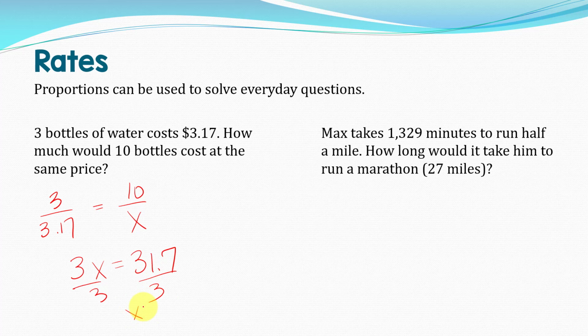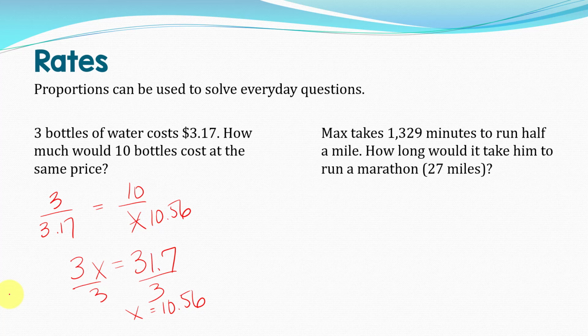So 31.7 divided by 3, and that is 10.56. So 10 bottles would cost $10.56. All right, this one, it says Max takes 1,329 minutes to run half of a mile.